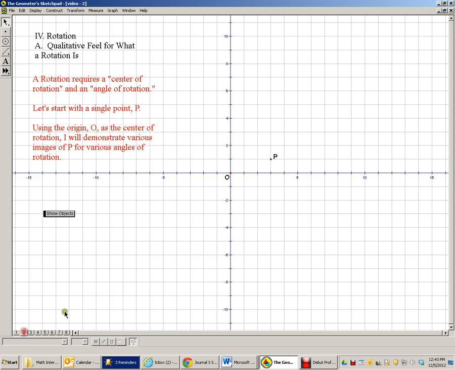So, okay, rotation. First off, a qualitative feel for what a rotation is. A rotation requires a center of rotation and an angle of rotation. So I'm going to start just by illustrating this with a single point, P. You see P is over here, and I'm going to use the origin, O, as the center of my rotation. I will demonstrate various images of P for various angles of rotation.